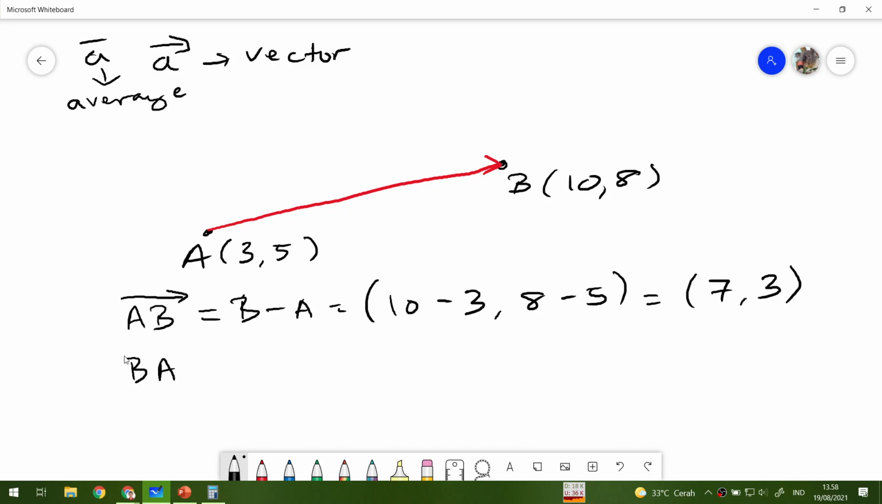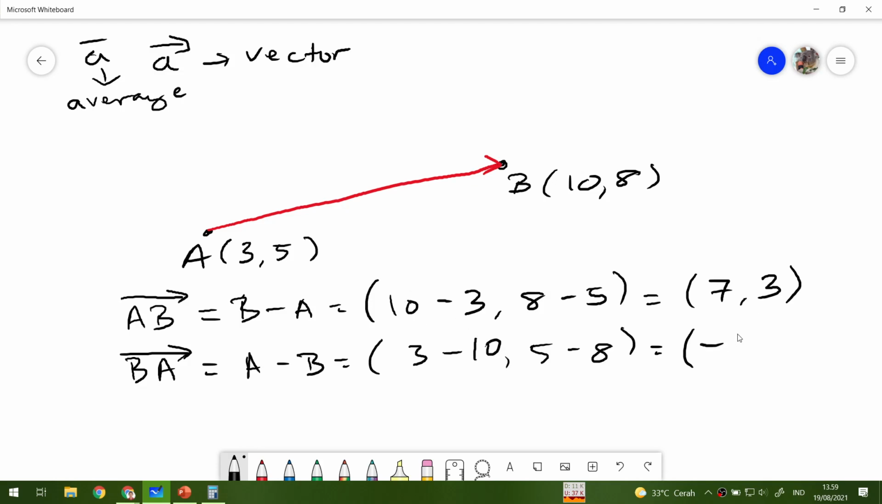For the BA then, what about vector BA? 3 minus 10, 3 minus 8? Yes, it means A minus B. So 3 minus 10 and comma 5 minus 8. So you'll get, oh, sorry, why did I write 7? 3 minus 10 is minus 7, and minus 3. Minus 7 and minus 3. Yeah, so remember end minus start.